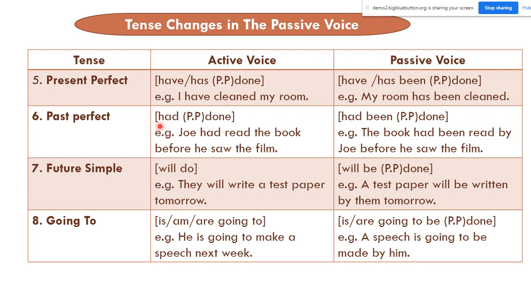Past perfect. Had plus the past participle. Joe had read the book before he saw the film. The past perfect is for something that happened before a past time. So you can say that this is the oldest action that happened. It means that the past perfect happened before another action in the past.